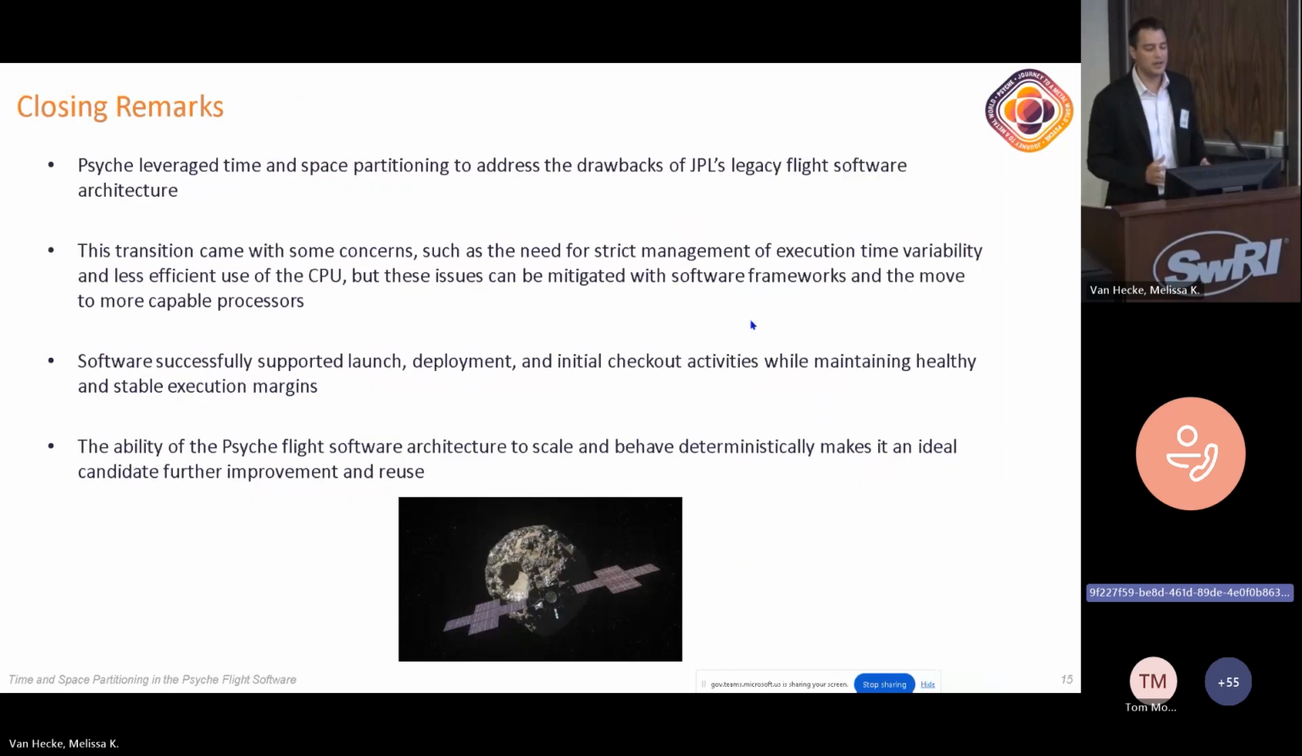So in conclusion, on Psyche, we leveraged time and space partitioning. We used that to address the drawbacks in our legacy software. This transition did come with concerns, right? We have to deal with execution time variability, and we are also a little bit less efficient in how we use the CPU. We can definitely manage the former with developer training and software frameworks.